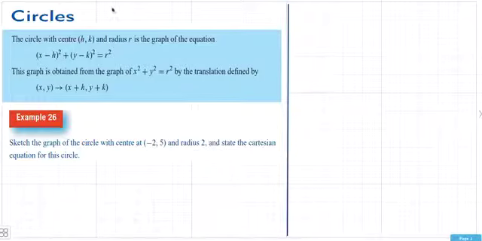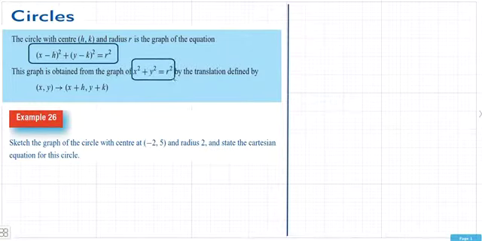So we're going to look at circles to start with. The first thing we need to know is the general form for a circle. There's two forms, the standard form and the centre radius form. The centre radius form is the form here that we're going to look at. The more simple form is this one here: x squared plus y squared equals r squared, where r is the radius of the circle.